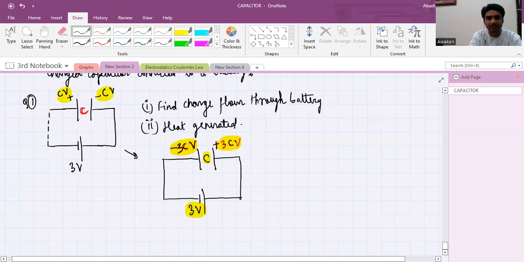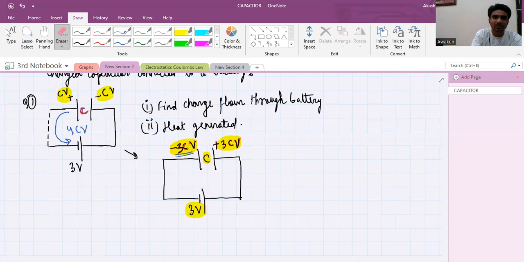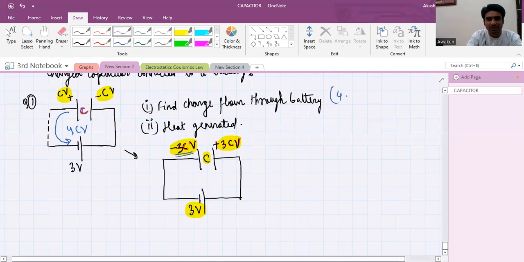Did the charge come or leave? Left. How much? Minus 2 CV. No. CV was the initial, minus 3 CV is the final, so 4 CV charge left. That's it. Clear this much? Yeah. Is everyone clear? Yes sir, clear. So 4 CV must have flown from here. Then only this condition will be achieved. 4 CV: then CV minus 4 CV will be minus 3 CV that will remain. The first question, find the charge flown through the battery, is very simple. How much is it? 4 CV.